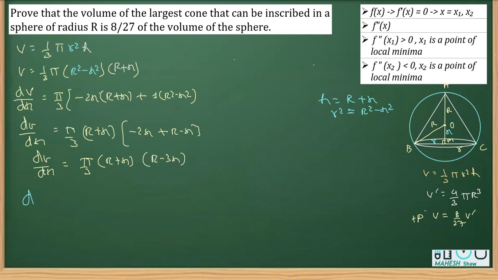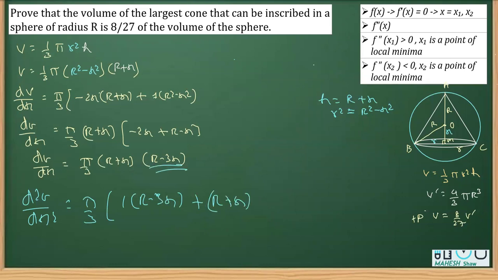So if I do so, this is d square V by dx square. Well, pi by 3, I'm taking it outside. Derivative of this is what? 1 derivative, and R minus 3x, applying the product rule. Plus this time R plus x going to be as it is, and its derivative is minus 3. So I can write minus 3 over here. We got its second order derivative.